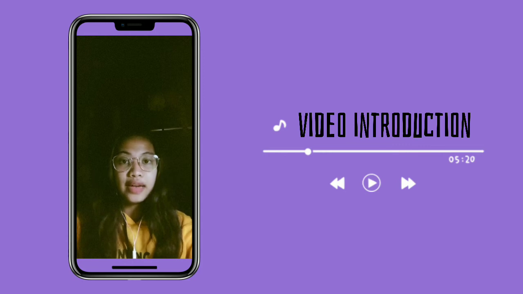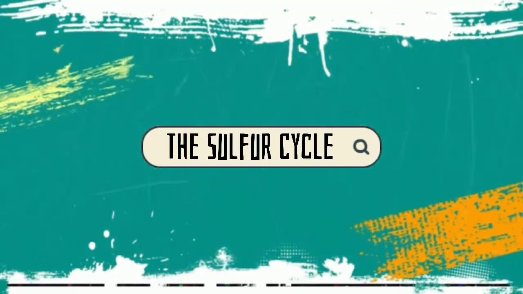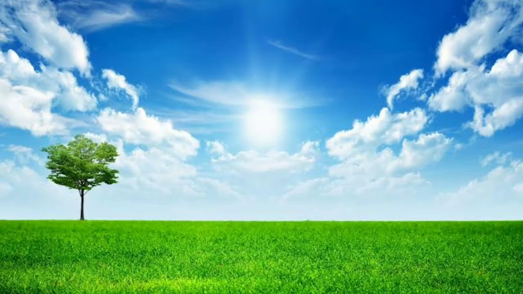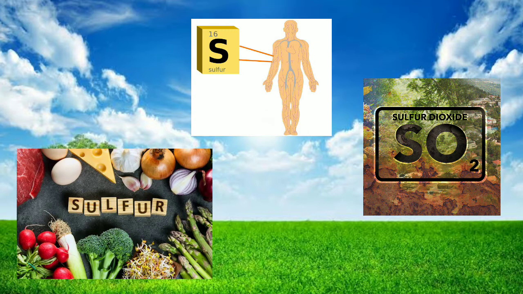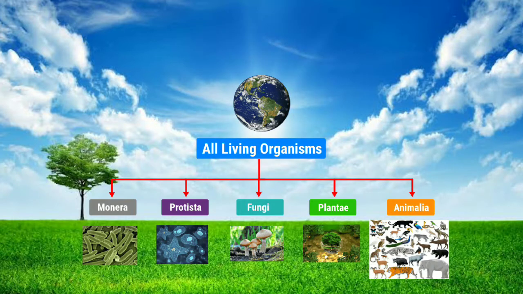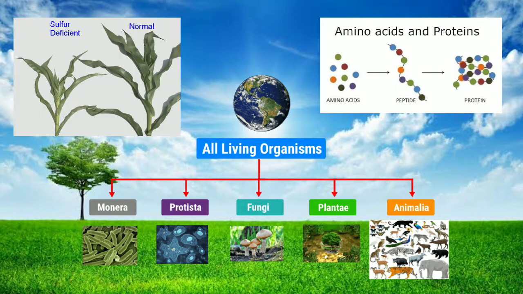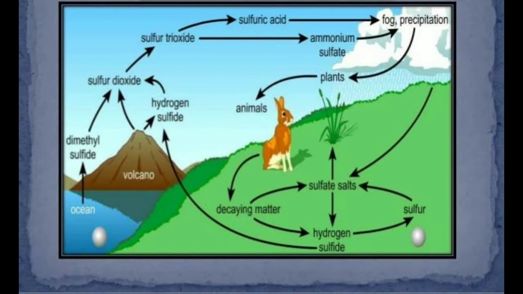I am a BS Agribusiness student of Visayas State University, and today we're going to talk about the sulfur cycle. Sulfur is very important in our environment. All living things require sulfur to make amino acids, which make protein, and proteins are in almost everything, like plant tissues and our hair and stuff like that. Today we are going to familiarize ourselves with the sulfur cycle in the Earth's atmosphere.